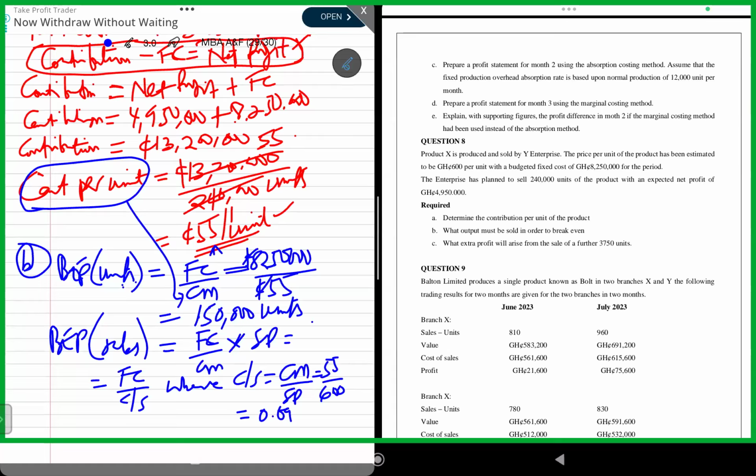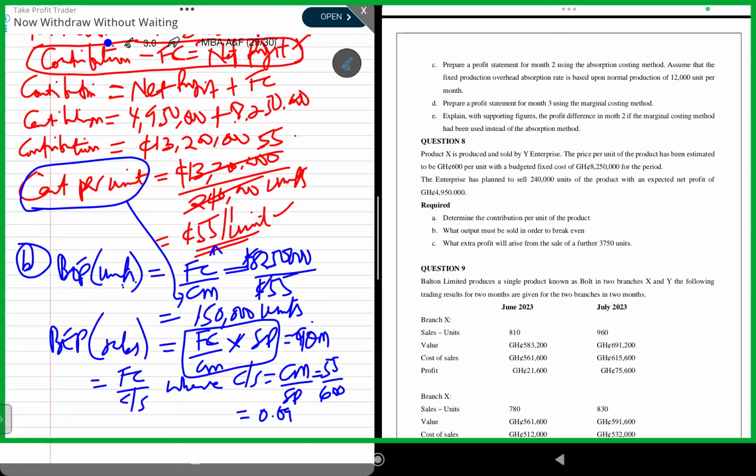FC is 8,250,000 over the 55 cedis times 600 cedis, which is the selling price. What do we have? That is this formula, the one in the rectangle. We have 8,250,000, which is the FC, over the 55 cedis, which is the contribution margin, times the 600 cedis. What do we have? 90 million. Now watch.